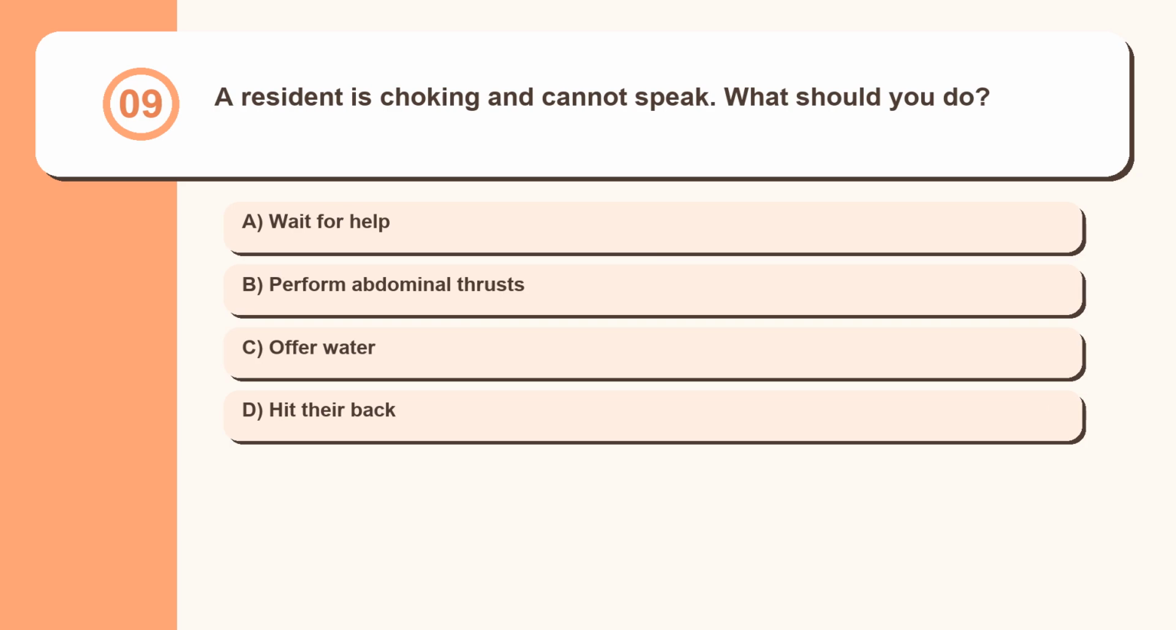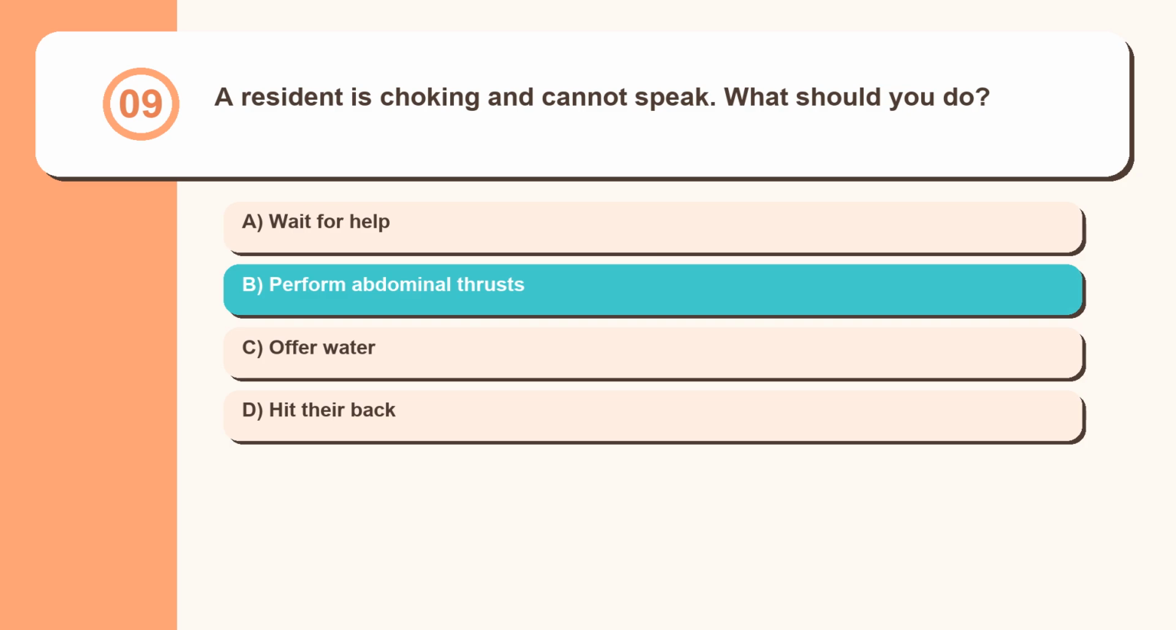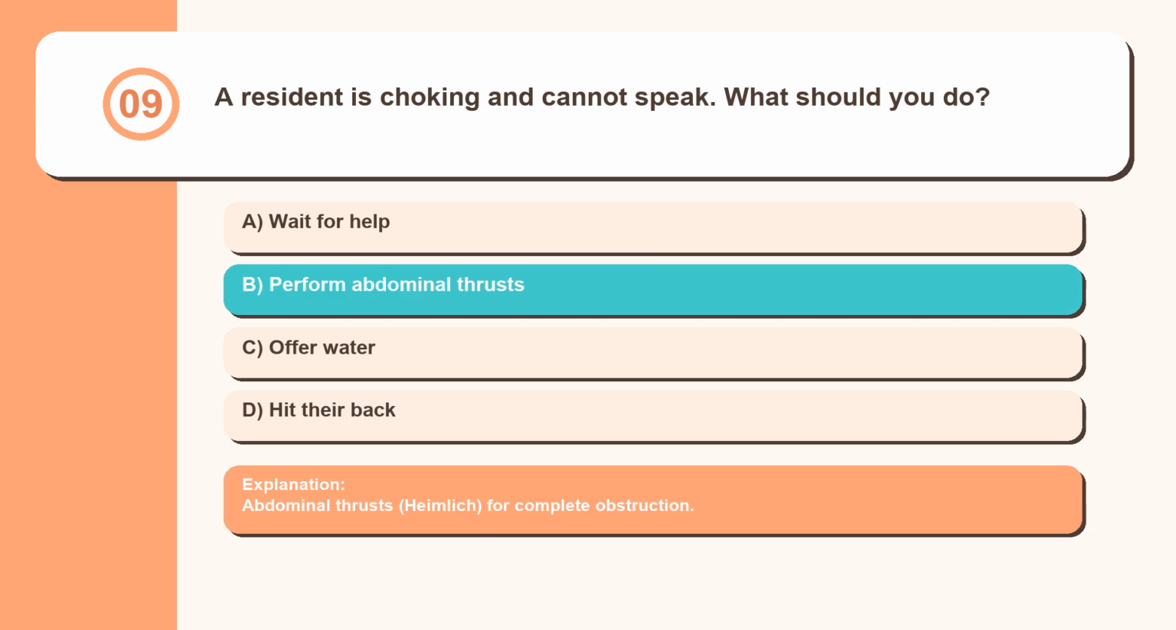Question 9. A resident is choking and cannot speak. What should you do? Wait for help. Perform abdominal thrusts. Offer water. Hit their back. Abdominal thrusts, the Heimlich, for complete obstruction.